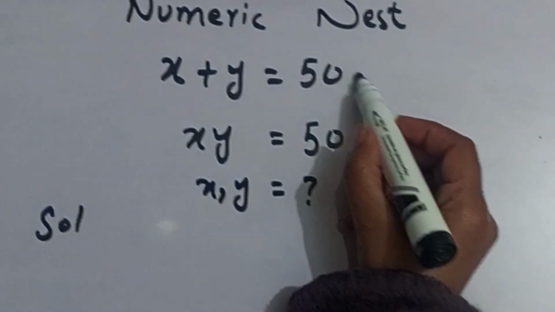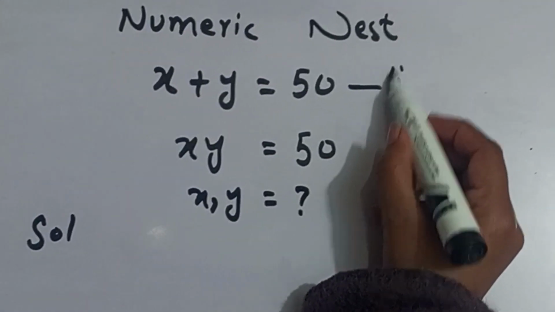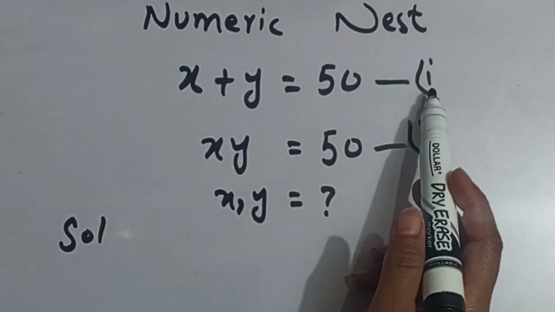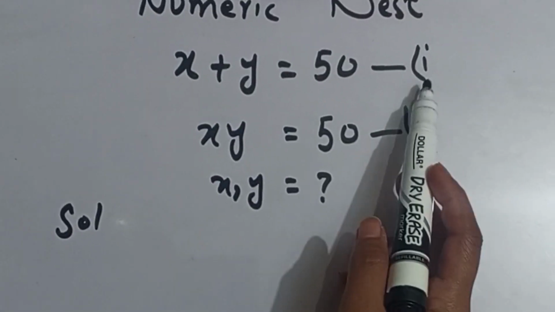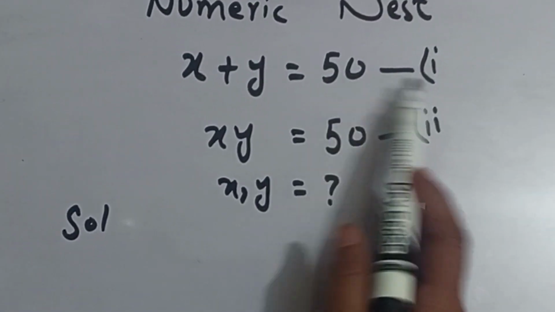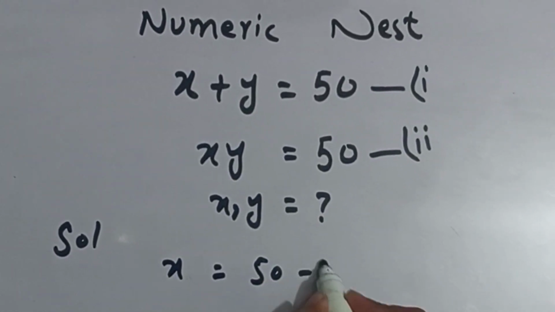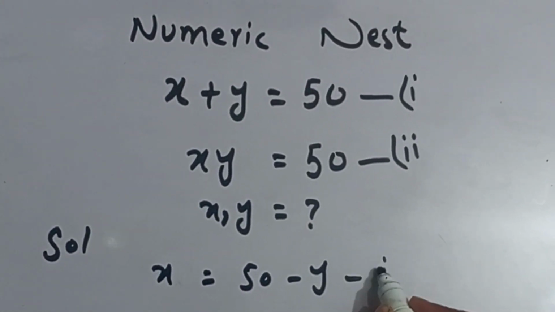Look at this equation. We call this equation 1, and this is our second equation. So focus on the first equation. In this equation, we subtract y on both sides. Then we get x is equal to 50 minus y. We call this equation number 3.